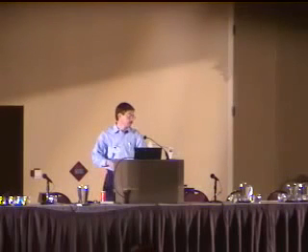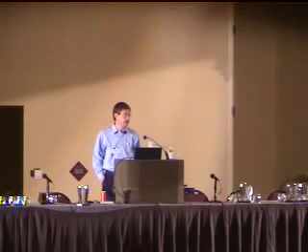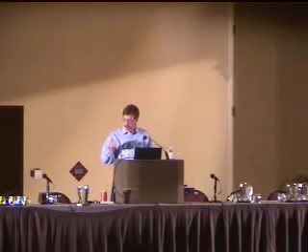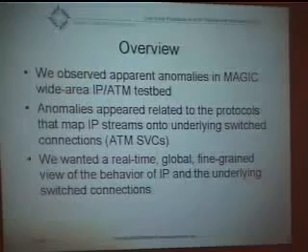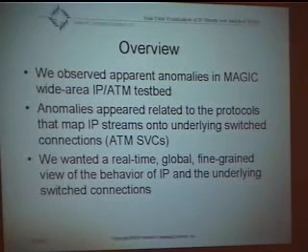This project started when we were working on the Magic 2 network some years ago, a wide area IP ATM research testbed. We think we detected certain sorts of anomalies, and they appeared to be related to the protocols that map IP streams into SVCs. It appeared that if they ran out of SVCs or SVC connections in the network, they would just start to behave poorly. They'd start to thrash. But we didn't have any really good global view of what was happening in these networks.